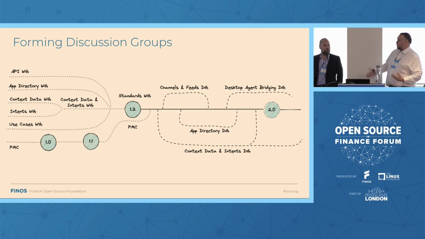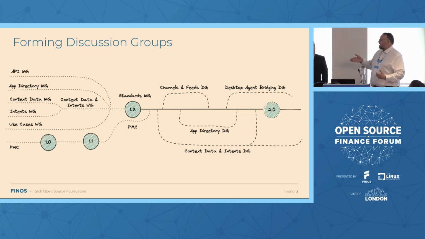Since version 1.2, we've really focused in on the specific things we've been hearing from people. Like we had a channels and feeds discussion group. That's in 2.0. Chris will mention more about that. For the app directory improvements we needed to make, the context data and intents we needed to add, all of these things were what enabled us to get to version 2.0. And yeah, over to Chris, who will share more on that.